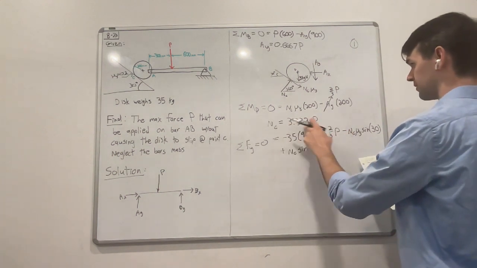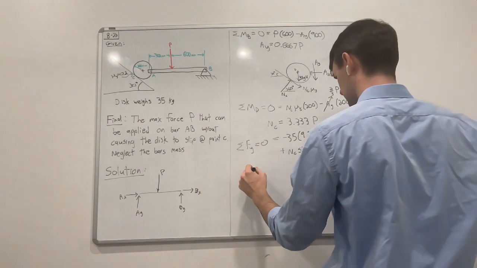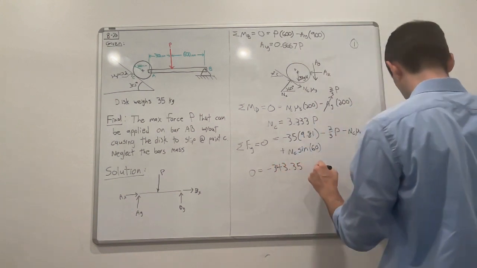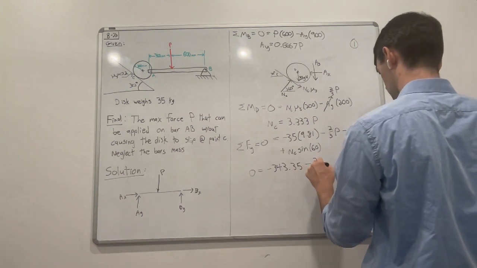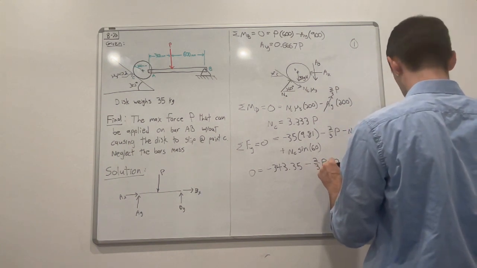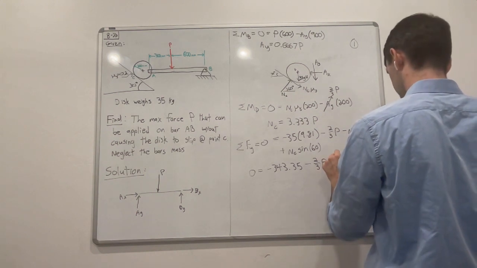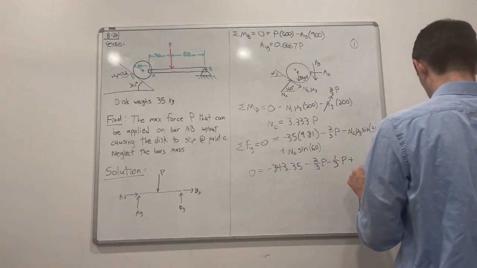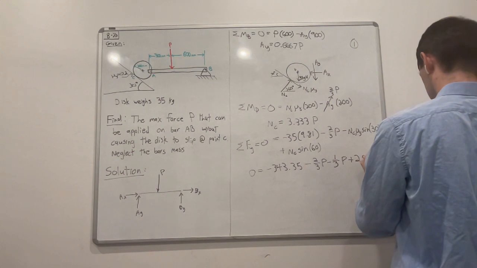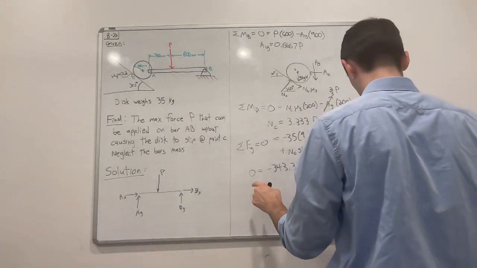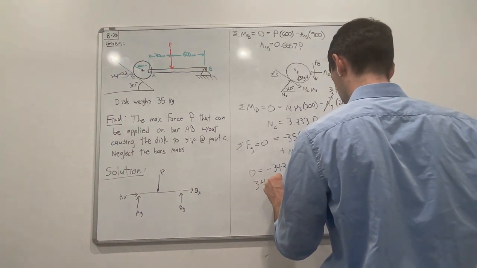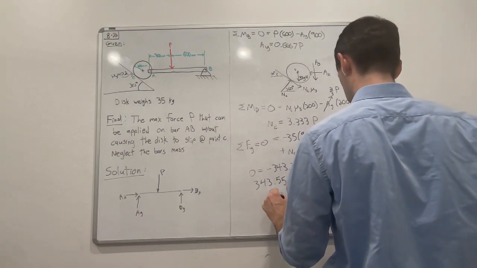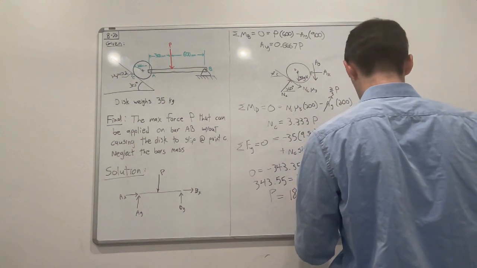So if I sub in this value for NC here, what I end up getting is 0 equals, so this value here is going to be minus 343.35 newtons from the mass of the disk, minus 2/3 P minus 1/3 P plus 2.8867 P. And then I can do some rearranging, and I get that 343.35 equals 1.8867 P. And P therefore is equal to 181.98 newtons.